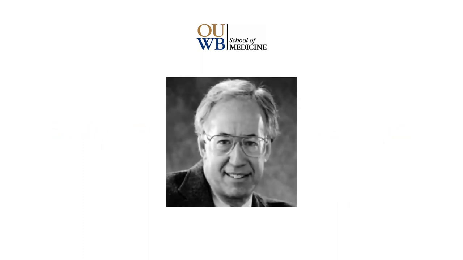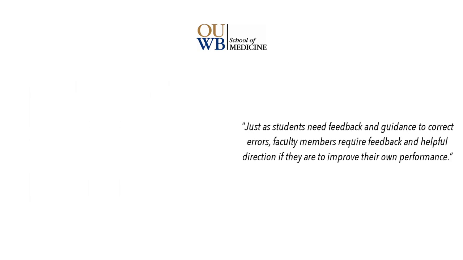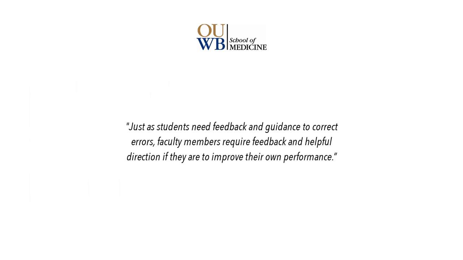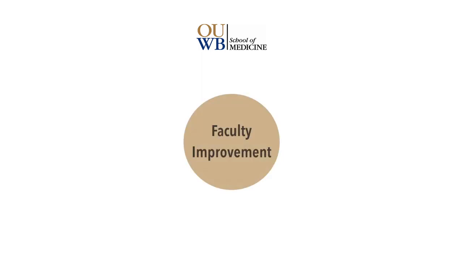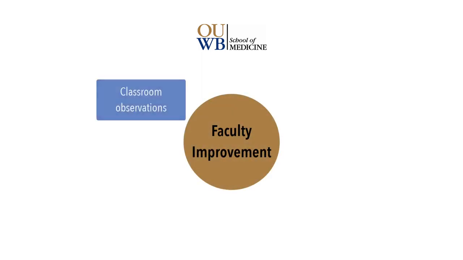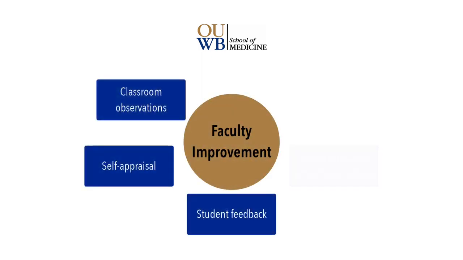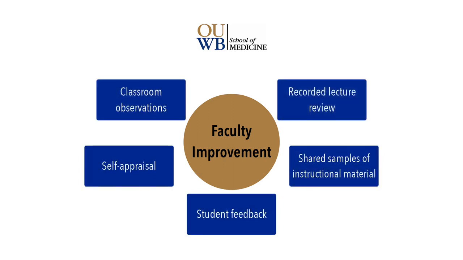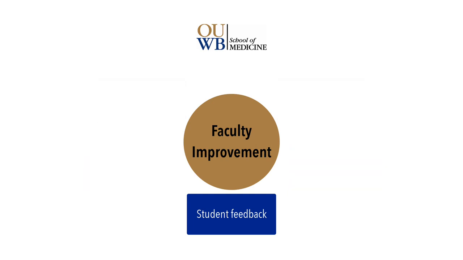Dr. Peter Selden, a distinguished professor at James Madison University, once said of feedback that, just as students need feedback and guidance to correct errors, faculty members require feedback and helpful direction if they are to improve their own performance. Dr. Selden spoke about the value of using multiple sources of information, including student feedback, to improve teaching, but observed that student feedback is often the only source of information most instructors receive as it pertains to their teaching effectiveness. Still, student feedback can be immensely valuable if structured effectively.